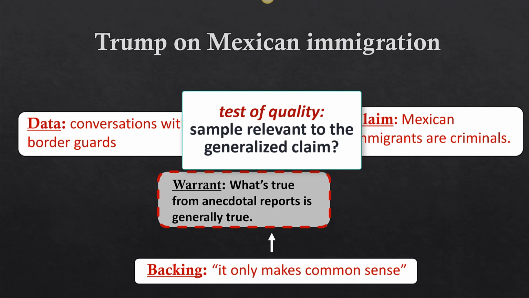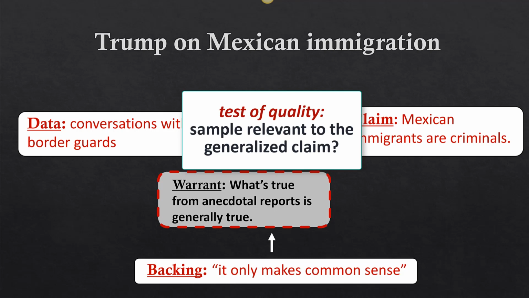So the quality of the information in order to make a general claim about all Mexicans who come into the United States over the border, it's really difficult to make this connection because we just don't know which Mexicans these particular border guards are observing.